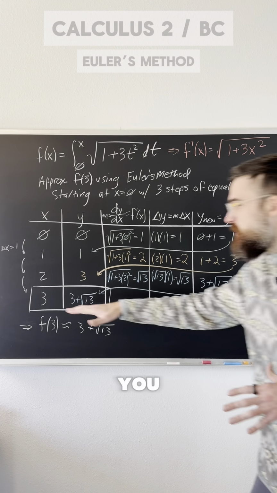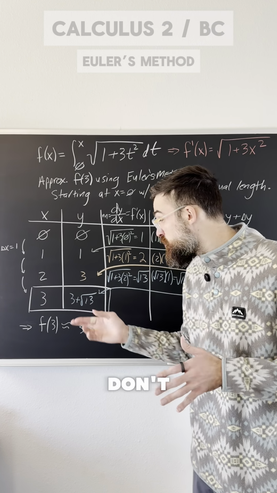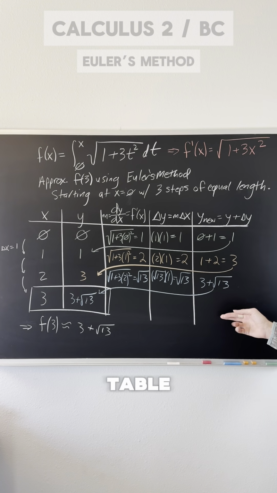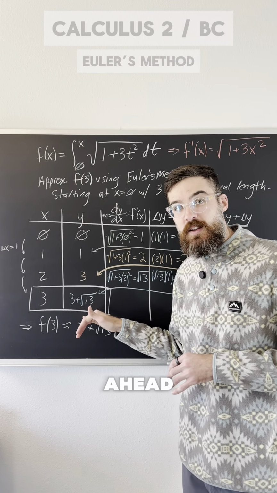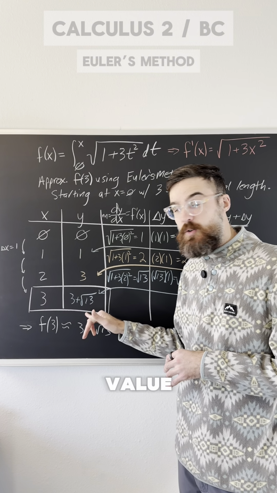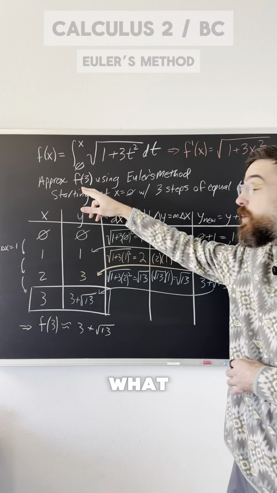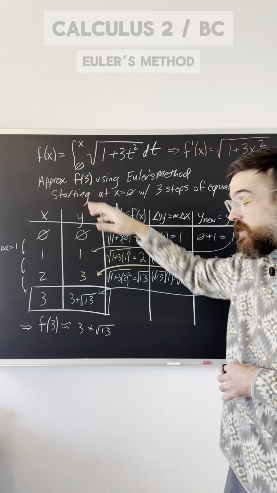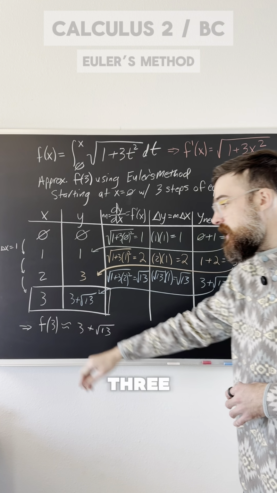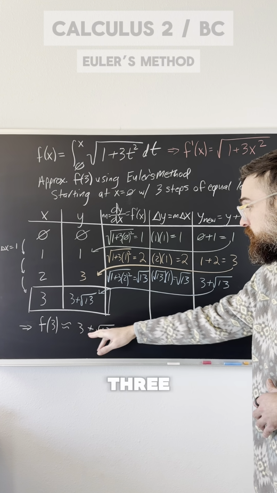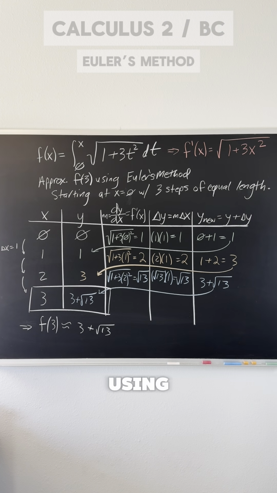Keep in mind that once you get to this point, you want to go ahead and stop. You don't want to continue filling out your table. This is because you've found the approximate y value when x is 3. That's what we were looking for all along. So we can say f of 3 is approximately equal to 3 plus root 13 using Euler's method.